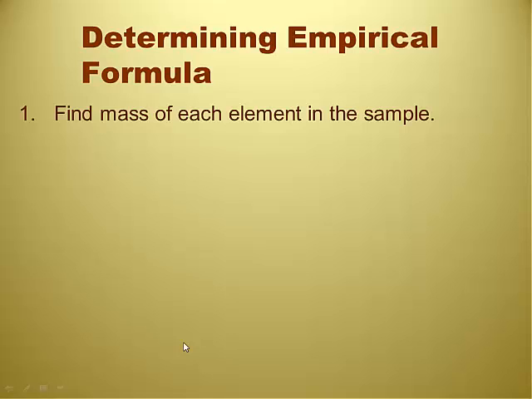So if I have a compound with carbon, hydrogen, and oxygen, I need to find the mass of the carbon, the mass of the hydrogen, and the mass of the oxygen. That's the first step, correct? That's right. Mass in grams, right? Mass in grams, right.